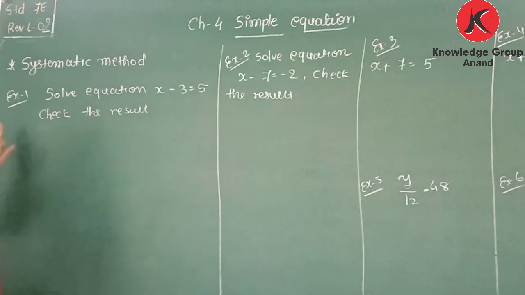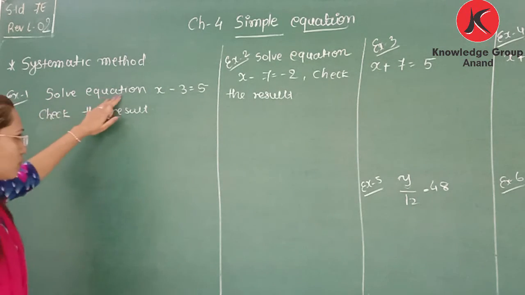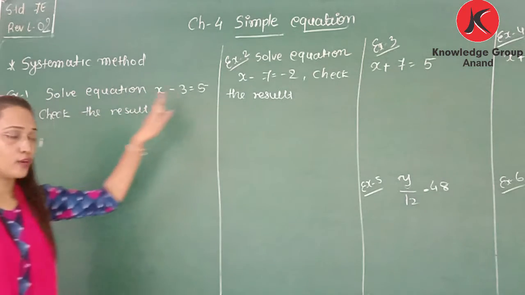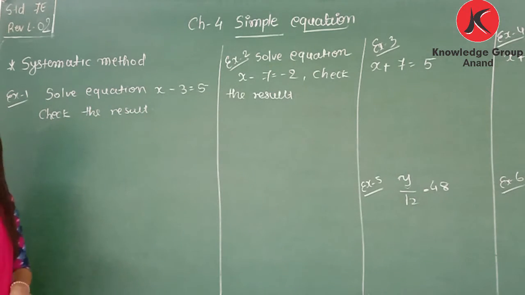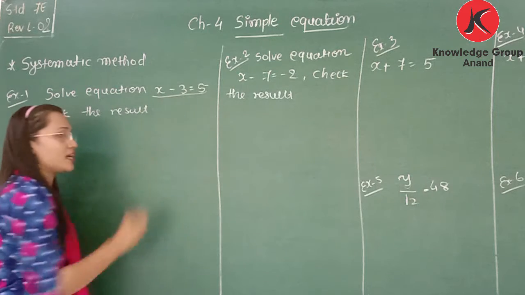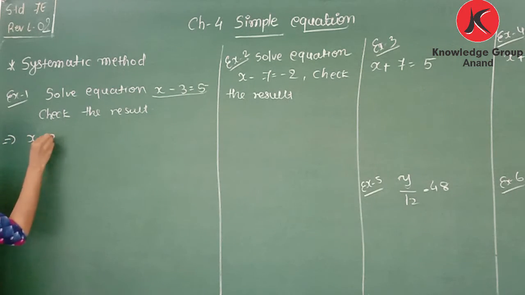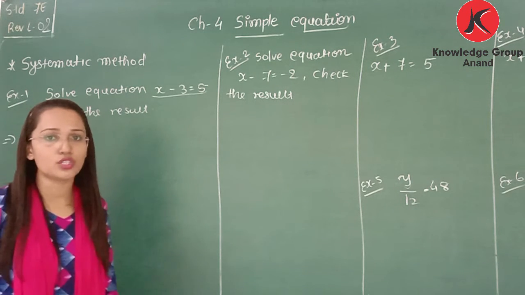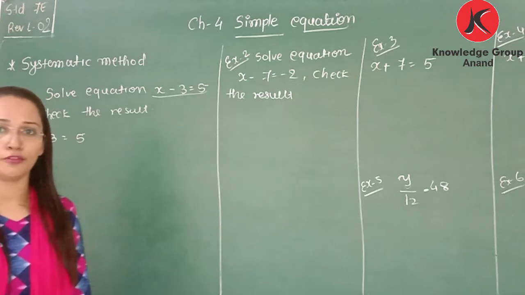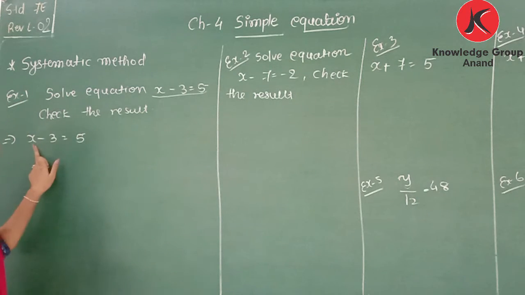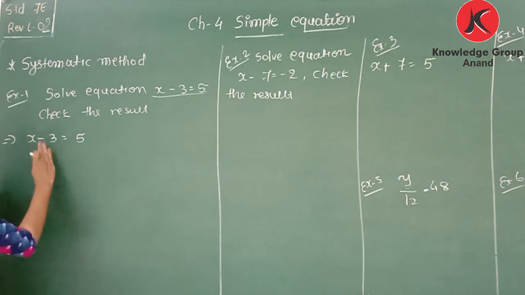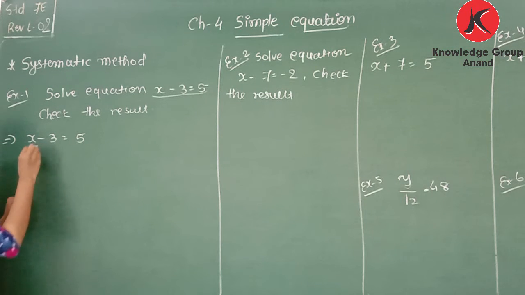Okay, so let's take one example. Solve the equation x minus 3 is equal to 5 and check the result. So here what is the equation? x minus 3 is equal to 5. Now here what do we need to find? Solution means find the value of the variable. So here the variable is x. Means we need to remove the other number that is with x.